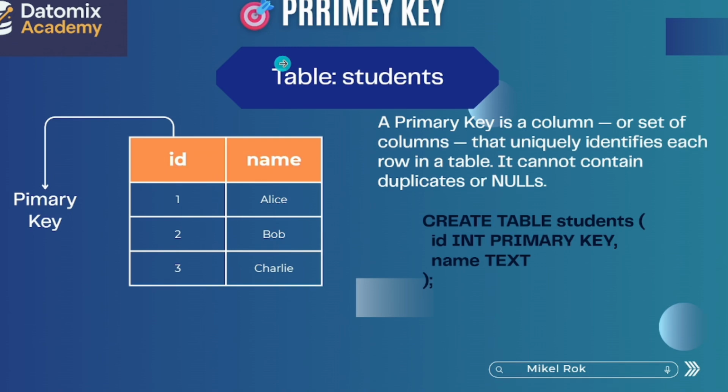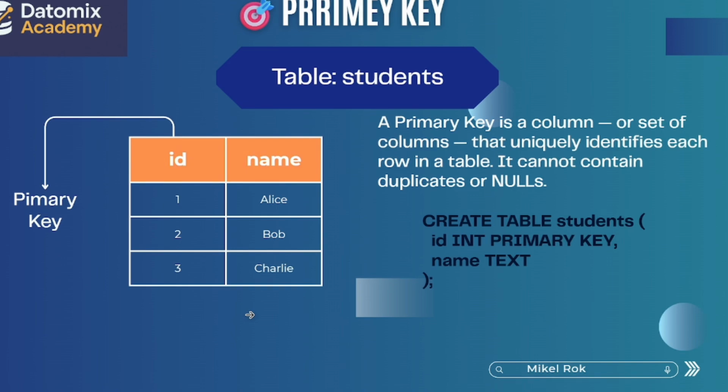So let's start with the primary key. The official definition is: a primary key is a column or set of columns that uniquely identifies each row in a table. It cannot contain duplicates or nulls. Let's take our students table as an example. Here, the column ID is the primary key. Why? Because it gives each student a unique identity. You will never see two rows with the same ID, and you cannot insert a student without one. It's like a student ID number: no repeats, no blanks.